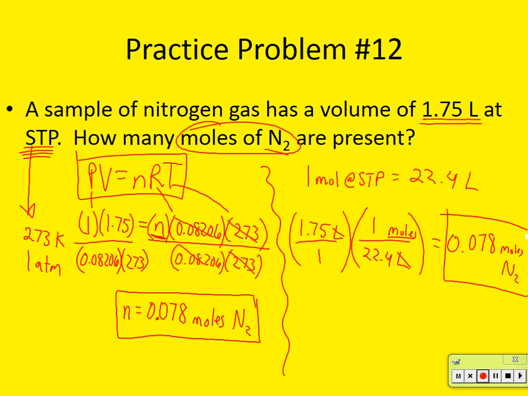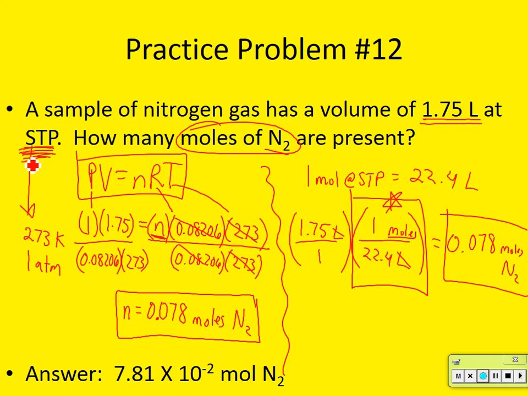So are there two ways to solve this problem? Yeah. If you recognize that you're at STP and we know the volume, using this new conversion factor, we can solve this problem. Two ways to get to the same answer, right, guys? But make sure, if you're going to use this conversion factor right here, that you are at STP, because that only works when you are at STP. All right, good problem. Let's see if we got it right. This has given it to us in scientific notation. To the minus 2, we'd have to move the decimal 2 times to the left. And so 0.078. It is what we got. We're right.